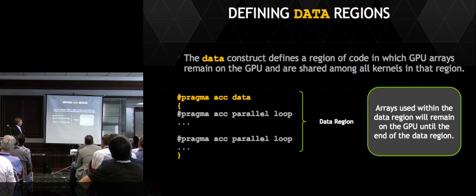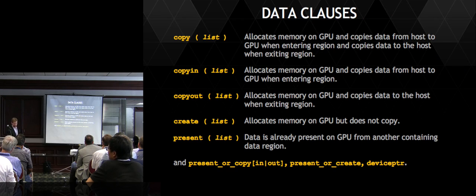So there's an ACC data. It basically says arrays within this region will remain on the GPU. But there's also some clauses around those. So I won't read all of this for you, but there's a need to sometimes keep the data on the GPU, copy it down. Sometimes the data is already there, so you just notify that it's present. There's a number of clauses here to handle the scenario to minimize data movement.